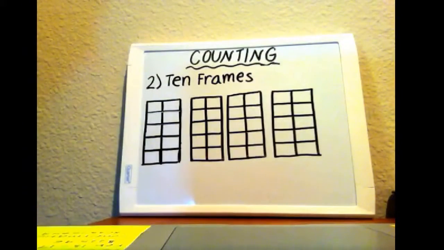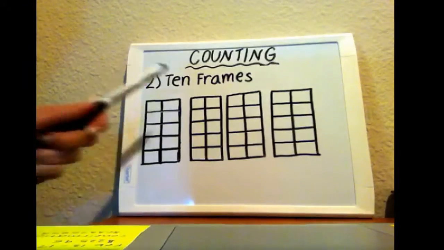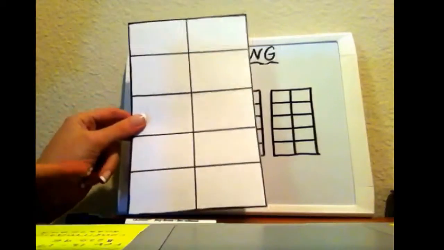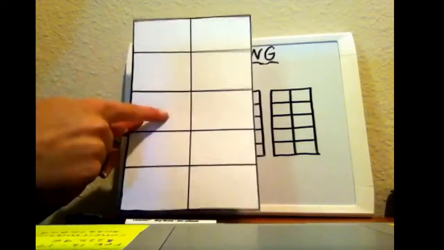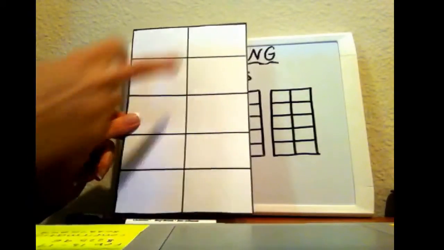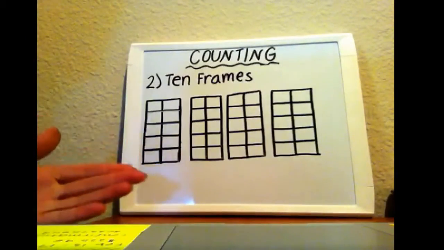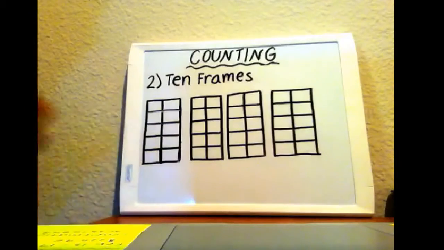For our second counting strategy today, we're going to be using 10 frames. And usually 10 frames are on a sheet of paper, and it's 10 sections split up into 2 columns of 5. But for convenience purposes, I drew some on a whiteboard and we're going to practice with these.